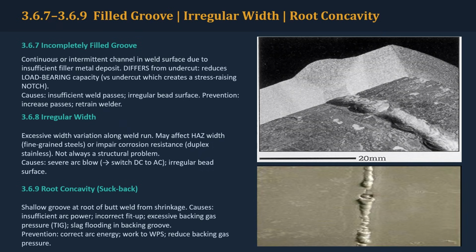The third condition is root concavity, also called suckback. This is a depression in the root profile caused by shrinkage. In TIG pipe welding, excessive backing gas pressure can contribute to suckback by pushing the molten root inward. The prevention principle is to maintain the correct welding energy, fit up and backing gas conditions according to the qualified procedure. These three conditions demonstrate why weld profile must be evaluated in relation to both geometry and service requirements.